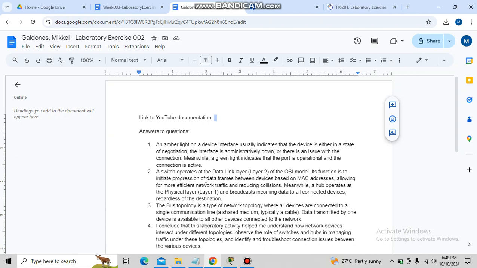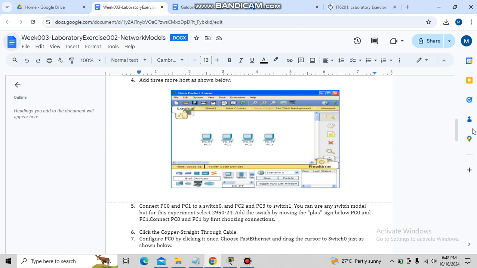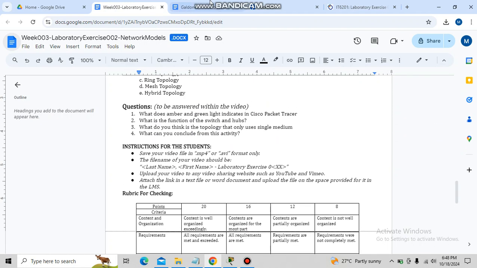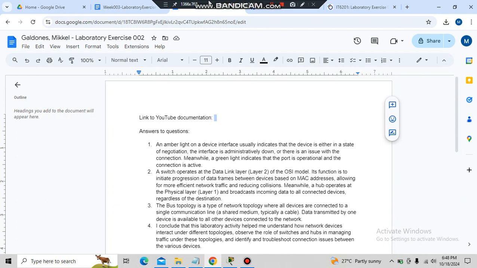Question number three asks us which network topology uses only a single medium, a medium referring to a cable. And the answer for that is very easy, as it is the bus topology, as we could see a while ago. All of the switches were in one line, meaning that they shared a single cable or a single medium. So, in a bus topology, the data transmitted by one device is, of course, available to all devices connected to the network.